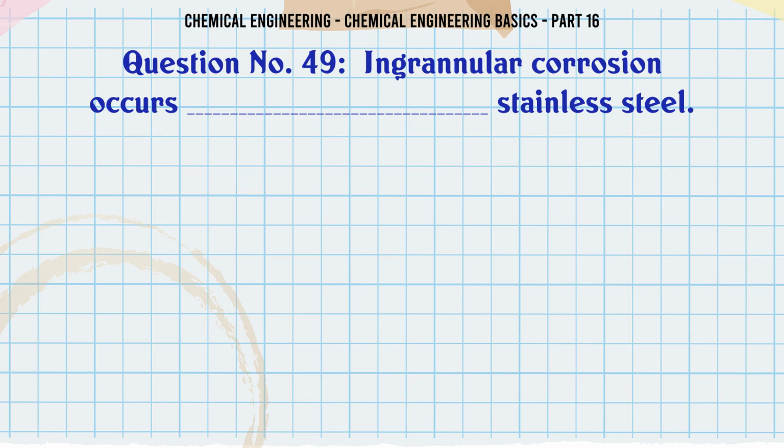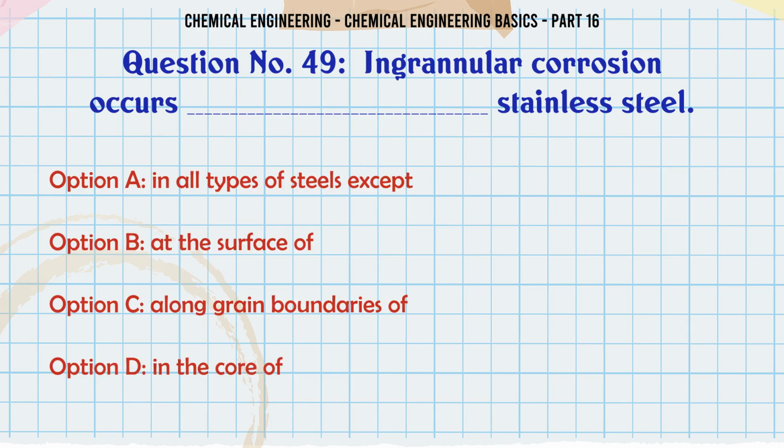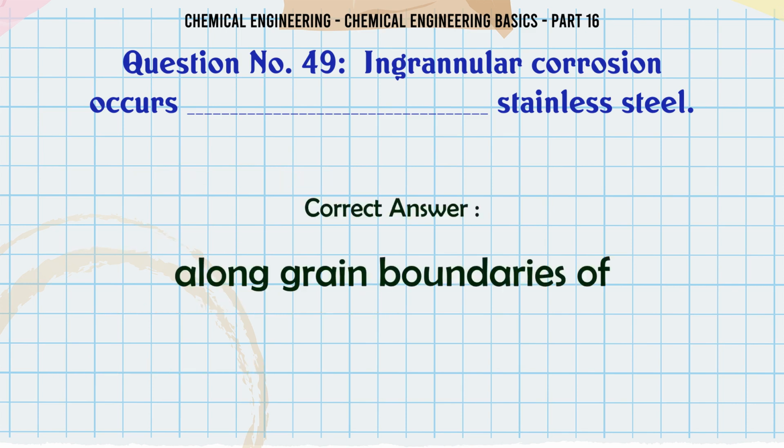Intergranular corrosion occurs blank in stainless steel. A, in all types of steels except, B, at the surface of, C, along grain boundaries of, D, in the core of. The correct answer is along grain boundaries of.